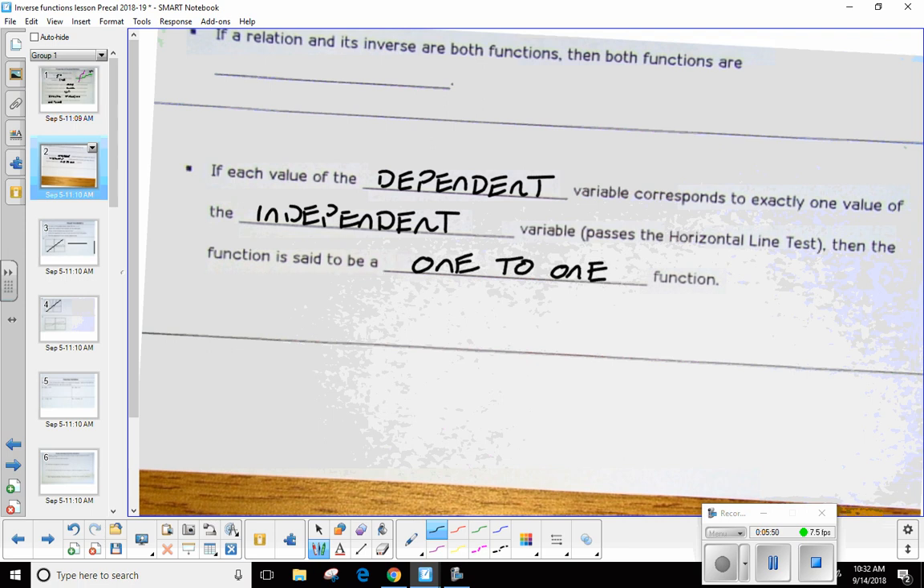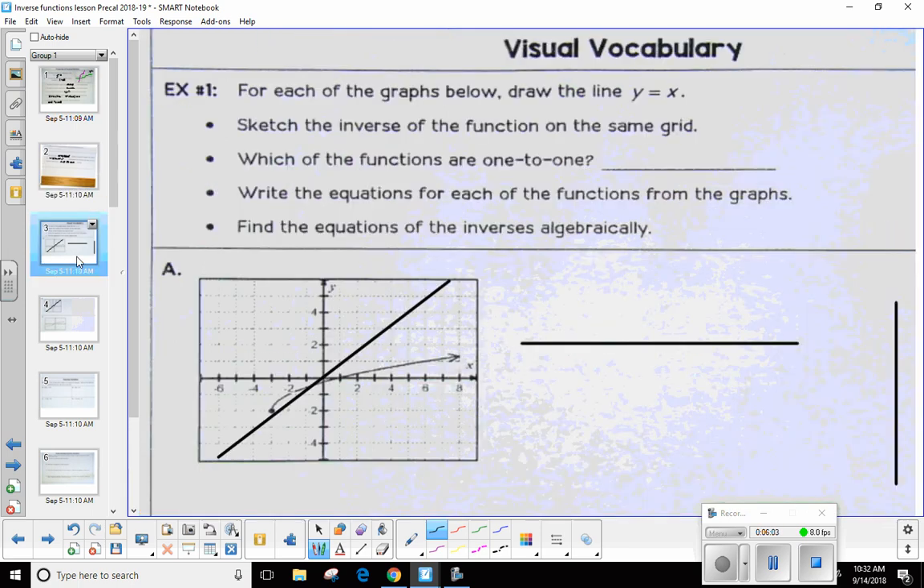And if you don't know what that means, does that sound familiar to anybody? 1 to 1? Okay, maybe a few, maybe not for others. When we get to our next example, I'll go ahead and elaborate on what that means. So we have the vocabulary taken care of. Let's start getting into some examples here.